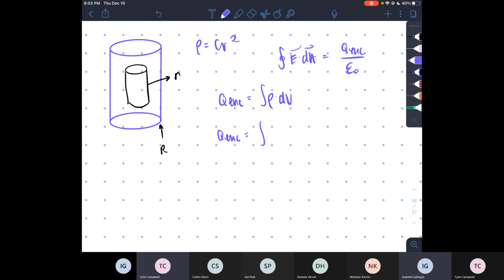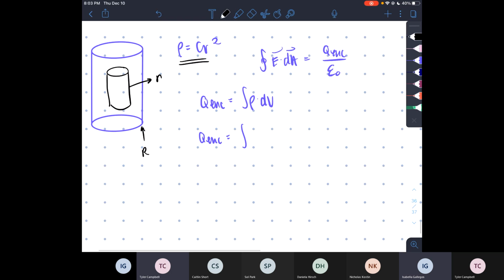If you were told that this was a uniformly charged cylinder, the only thing that would change in this problem is that you wouldn't be given this rho term, so you'd have to come up with it yourself. The way you would do that is take your total charge and divide it by your total volume, and then you'd get your rho. But since we are given one, we can work with that.